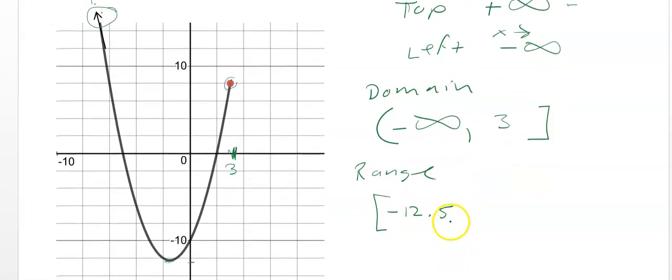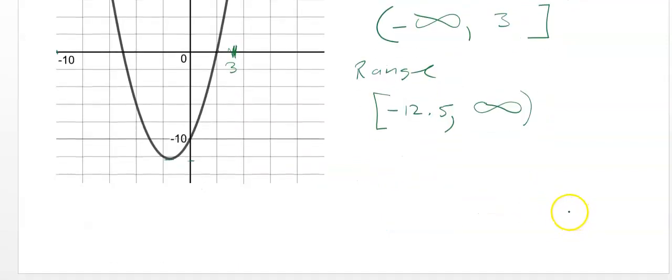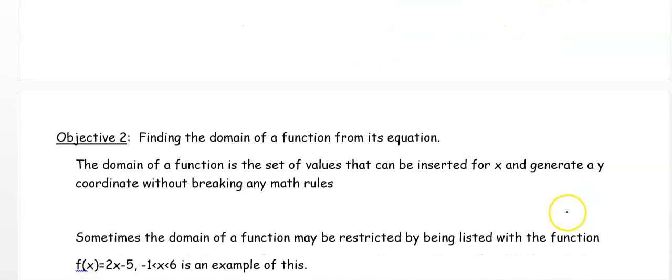So my range starts at the low, negative 12.5. I put a comma, and I put the highest point, which is going to be infinity. You can never actually get to infinity, so I put a round parenthesis. Okay, well, I don't know why that disappeared, but if you're having trouble with those, you should see me for help and or ask some questions in class.